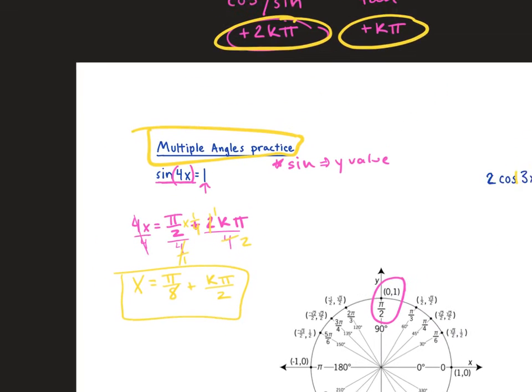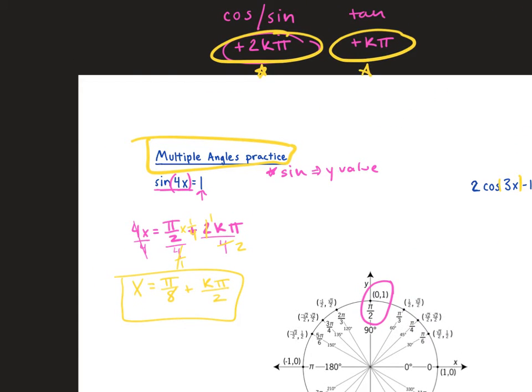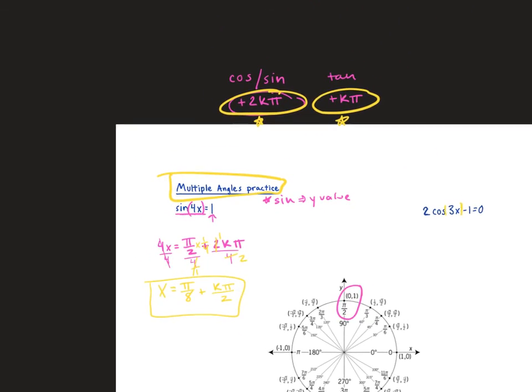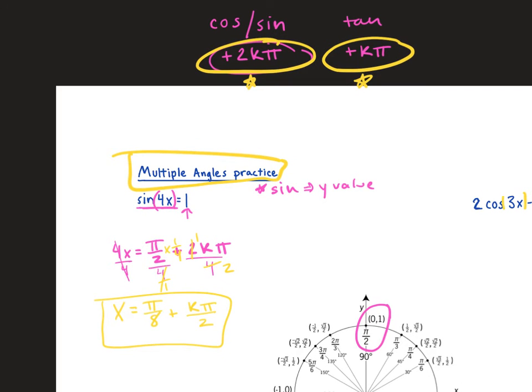So anytime we have multiple angles, we just have to take that one extra step and add one of these to it. Any questions? So it's just if we have a problem with cosine or sine, we have to add this one. If we have a problem with tangent, we have to add this one. All right, ready for the next one?